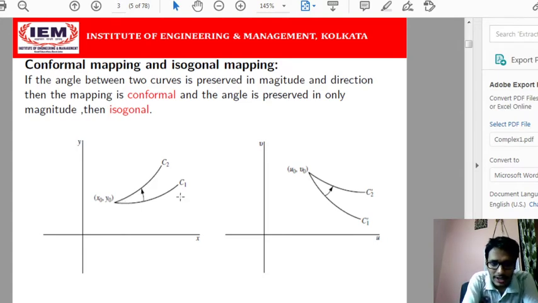Say I have got a curve c1, and by varying another set of values of z I get another curve c2, and they intersect at a point x0, y0, and the angle between these two curves is, let's say, theta.